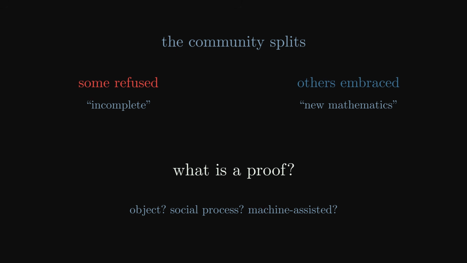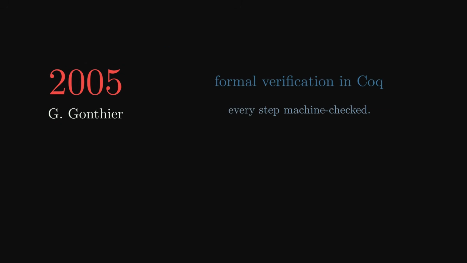In 2005, Georges Gonthier formalized Appel and Haken's proof in the Coq proof assistant. Every step, every case check, was verified by a logic system that itself can be inspected by humans. The Coq proof is, in a strict sense, completely rigorous. The controversy did not go away. It became smaller, but the era of computer-assisted mathematics had begun, and the four-color theorem was its first major monument.